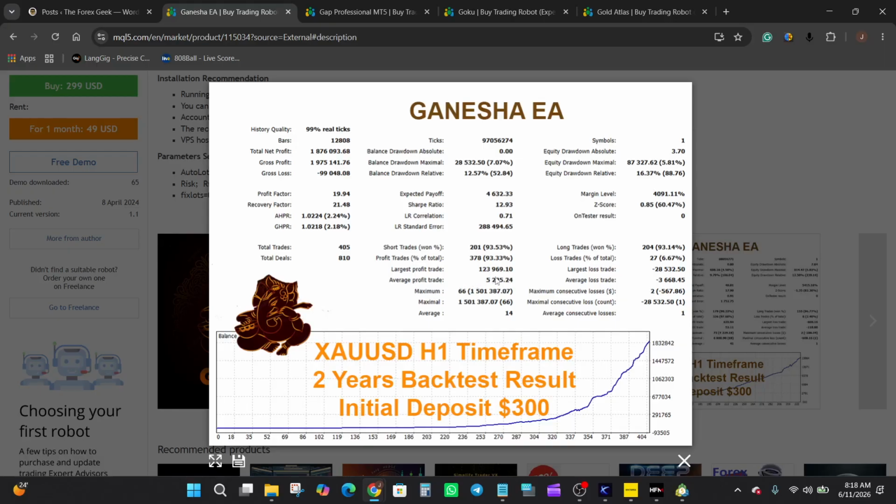All right, the largest profit taken was $123,969.1. Largest loss $28,532.5. The average profit 5,225.24. Average loss 3,668.45. So this shows me that the risk to reward ratio is fair, even though it's not exactly very good enough. But on average, the average risk to reward ratio seems quite fair. It's roughly probably a little less than 1:1.5 or thereabouts.